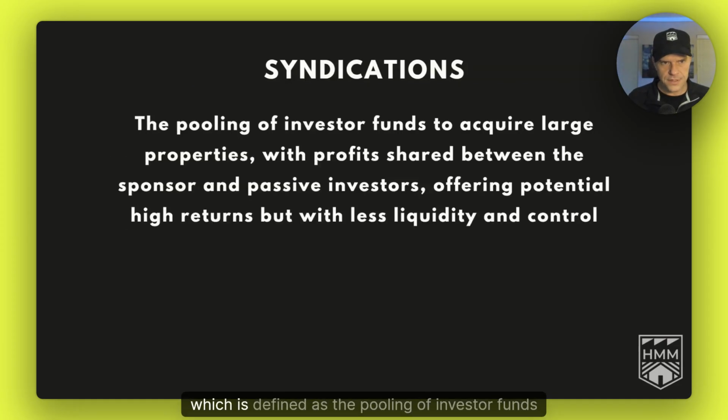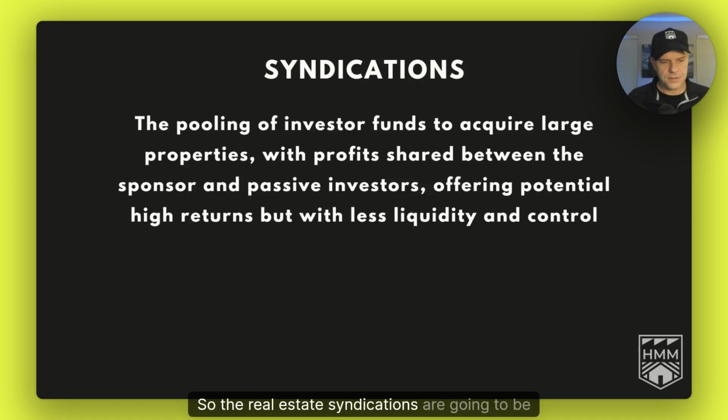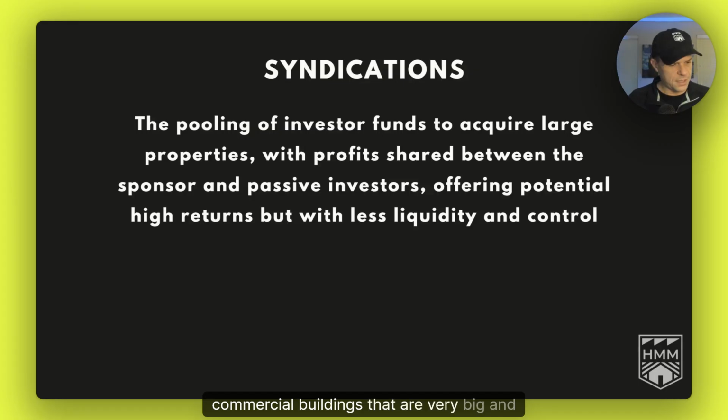First, we have syndications, which is defined as the pooling of investor funds to acquire large properties with profit shared between the sponsor and passive investors, offering potential high returns but with less liquidity and control. So the real estate syndications are going to be indeed on the large properties. We're talking about things that may be 5, 10, $20 million, apartment units of large sizes, commercial buildings that are very big and expensive, things like that. Most investors don't have access to directly invest in those on their own. So there's a group investment structure like this created.